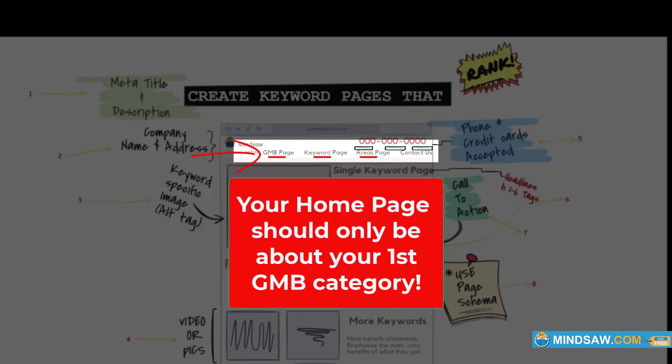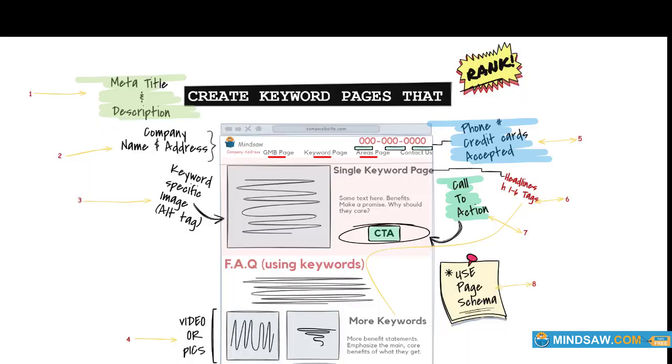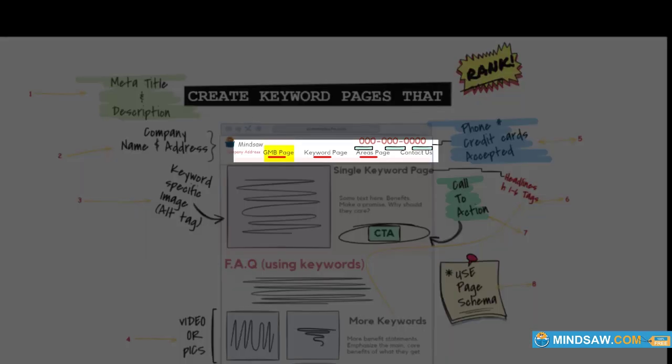All right, guys. So in this part of the video, what I want to explain is the navigation. When you're creating the navigation on top for your website, when you're trying to rank in the Google 3-pack, it is my advice that the best way to lay out your navigation is this way. Your home page should be about the first GMB category. So for example, if the first GMB category is chiropractor, everything on your home page should be about chiropractor. Your second GMB category, for example, is massage therapy. Massage therapy should be your first link.